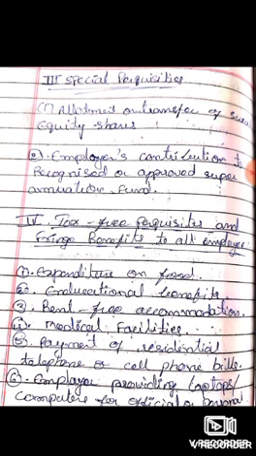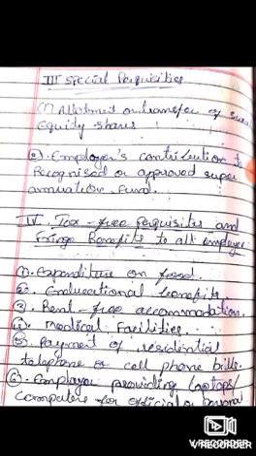Allotment or transfer of sweat equity shares: if there is any difference between the fair market value and the actual amount paid by the employee, the difference amount is taxable. Then employer contribution to a recognized and approved superannuation fund: up to 1,50,000 is exempted. If it is more than 1,50,000, then it is a taxable perquisite.